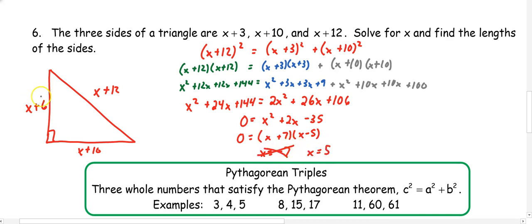Negative 7 won't work because if we put it into this side, x plus 3, we'd get a negative side length.